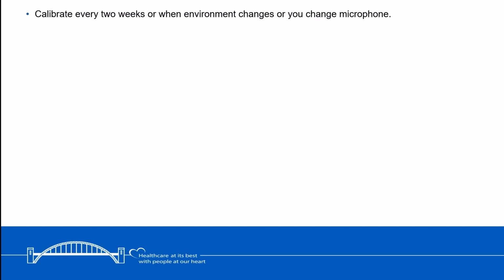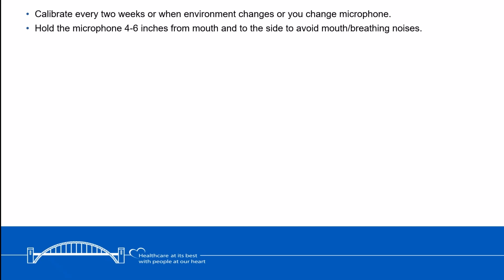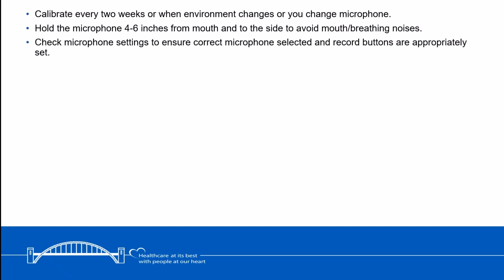And a final tip, some suggested microphone habits. Calibrate every 2 weeks or when the environment changes or you change microphone. Hold your microphone 4 to 6 inches from your mouth and to the side to avoid mouth breathing issues. Check the microphone settings to ensure the correct microphone is selected and that the record buttons are appropriately set. Dictate in a quiet area with minimal background noise.